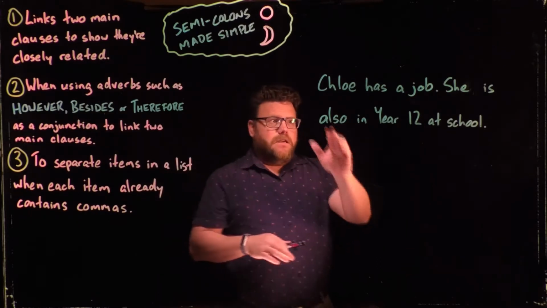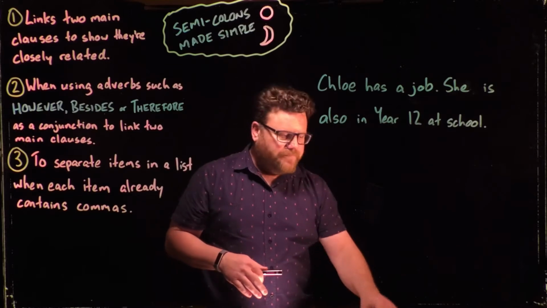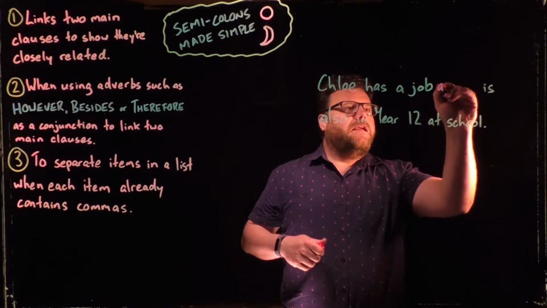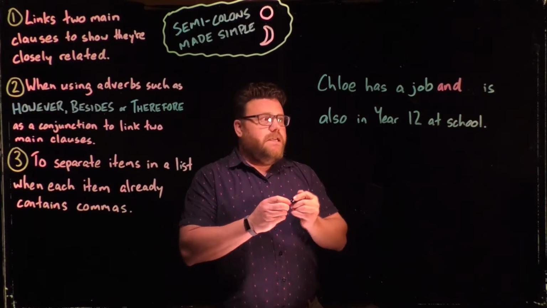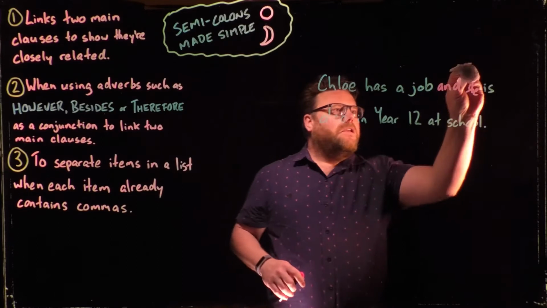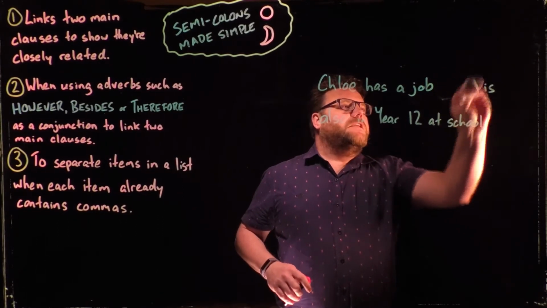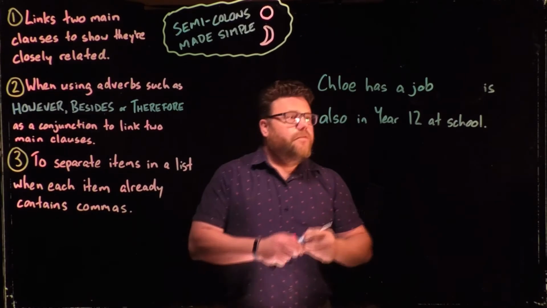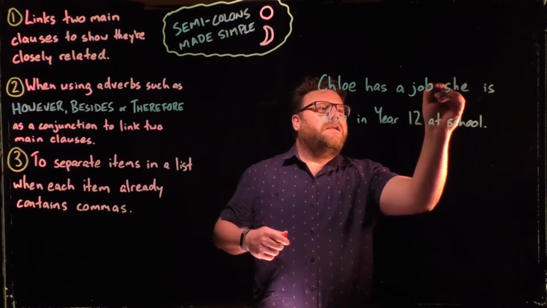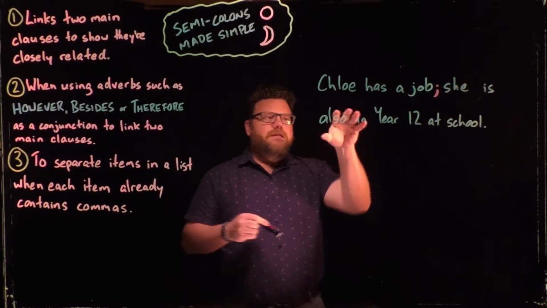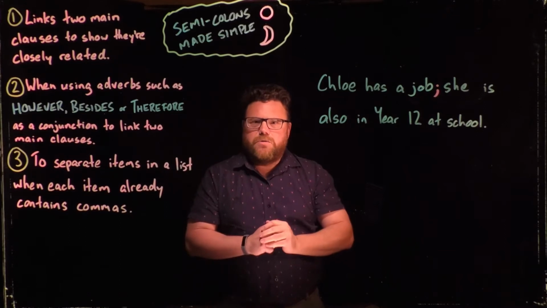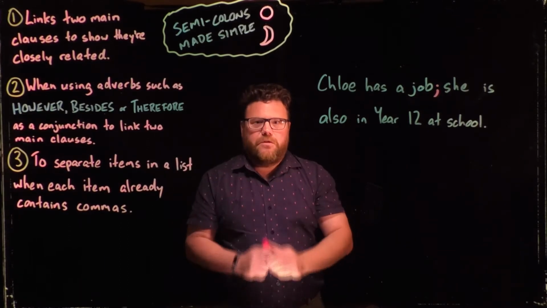Let's have a look at these two sentences. Chloe has a job. She is also in year 12 at school. Now you could use a conjunction to link these two things by saying Chloe has a job and she is also in year 12 at school. But the semicolon gives us the opportunity to remove the conjunction and instead put a semicolon in here. And what it's telling the reader is these two things are closely related. Perhaps there are two reasons why Chloe is so busy. Chloe has a job; she is also in year 12 at school. So that's the first way we use semicolons.